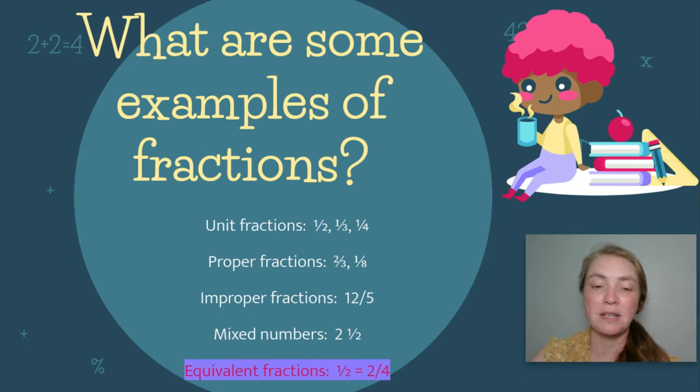Sometimes we also have improper fractions. And improper just means that the numerator is higher than the denominator and can be made into a mixed number. And so that's our next thing that we have. A mixed number. A mixed number is really just a mixture of a whole number, like 2 in this case, and a fraction, which is a half in this case.